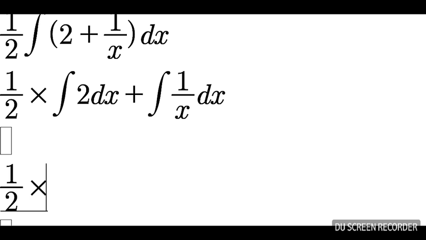when we integrate 2, one of the rules of integration is that the integral of a constant is that constant times the variable in question. Here, the variable is x. So the integral of 2 dx will give us 2x. That is multiplying the constant by the variable.